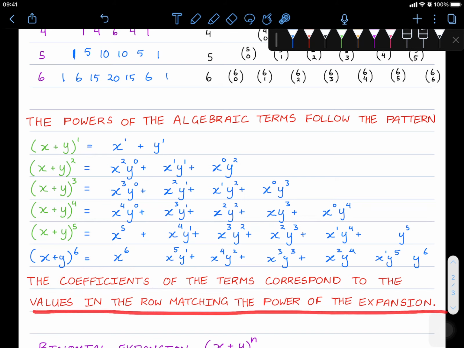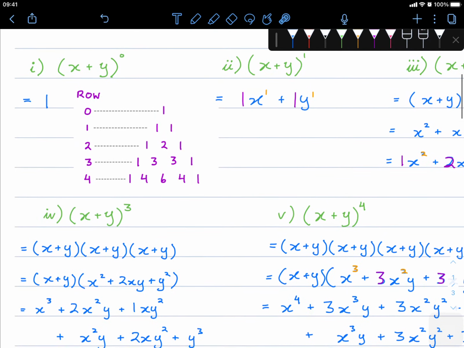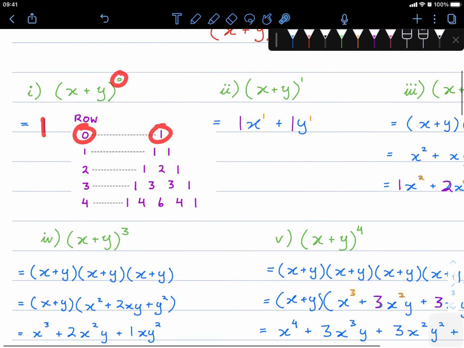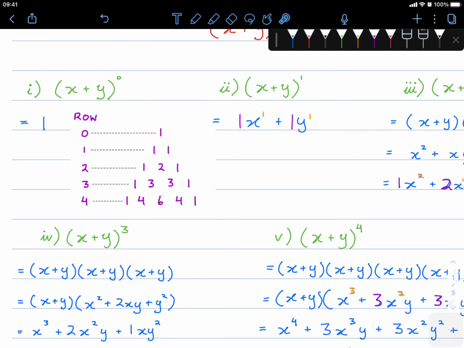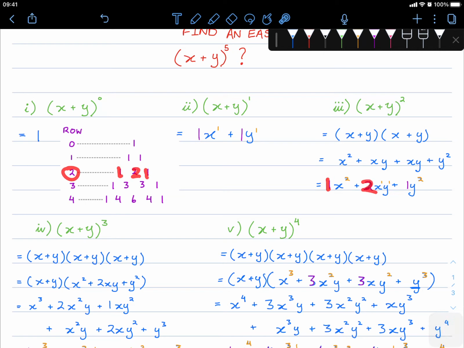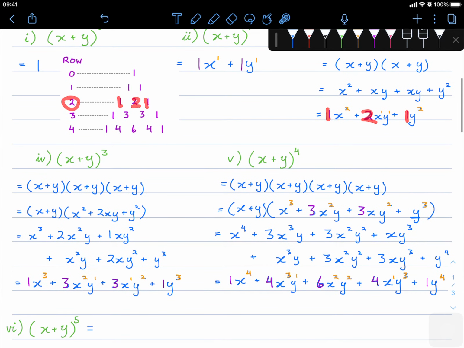Now, as for the coefficients, if you haven't seen it yet, the coefficients of the terms correspond to the values of the row matching the power of the expansion. So if you haven't seen it just yet, take a look. With row 0, the coefficient is just 1. In row 1, look at the coefficients 1 and 1. For the expansion of 2, the coefficients are 1, 2, 1. With the power of 3, it's 1, 3, 3, 1, matching right there. And even to the power of 4, it's matching 1, 4, 6, 4, 1.